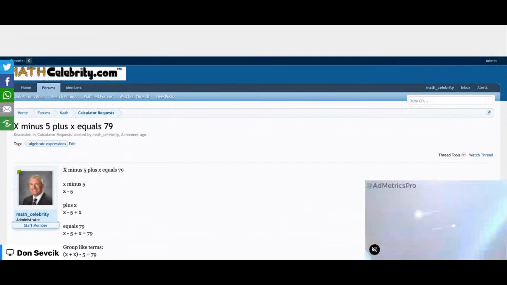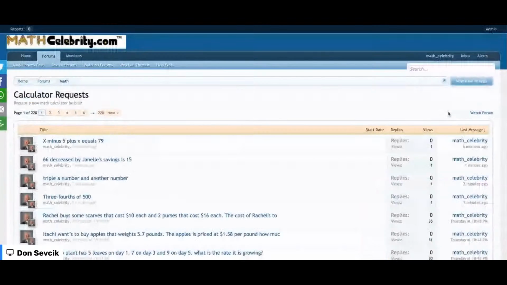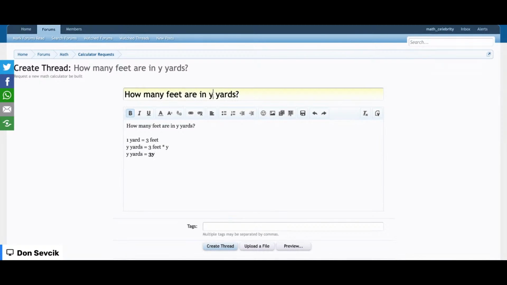Right. Let's see. What do we got here? The list is not too big today, so this will be a fairly quick session. How many feet are in y yards? We know 1 yard equals 3 feet. So y yards equals 3 feet times y yards, which equals 3y. That's it. Every yard is 3 feet. So y yards means 3 times y. So that was a conversion.